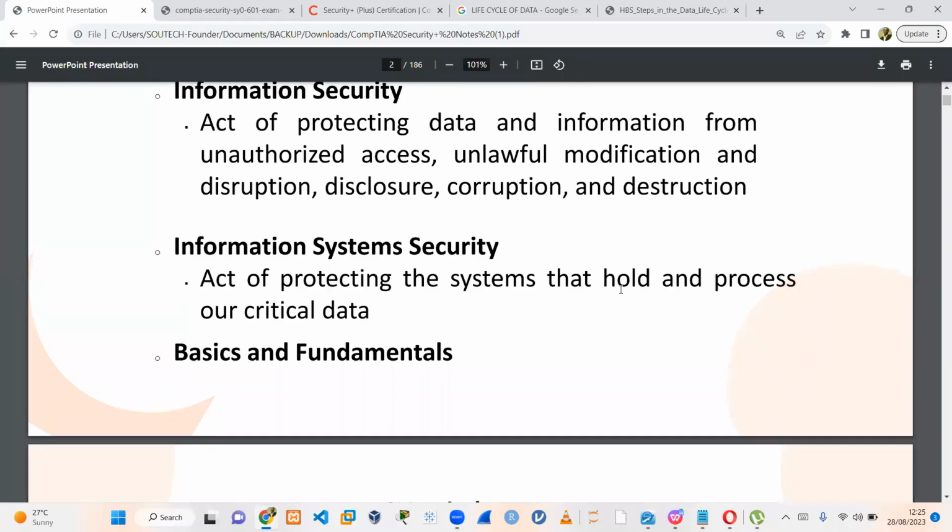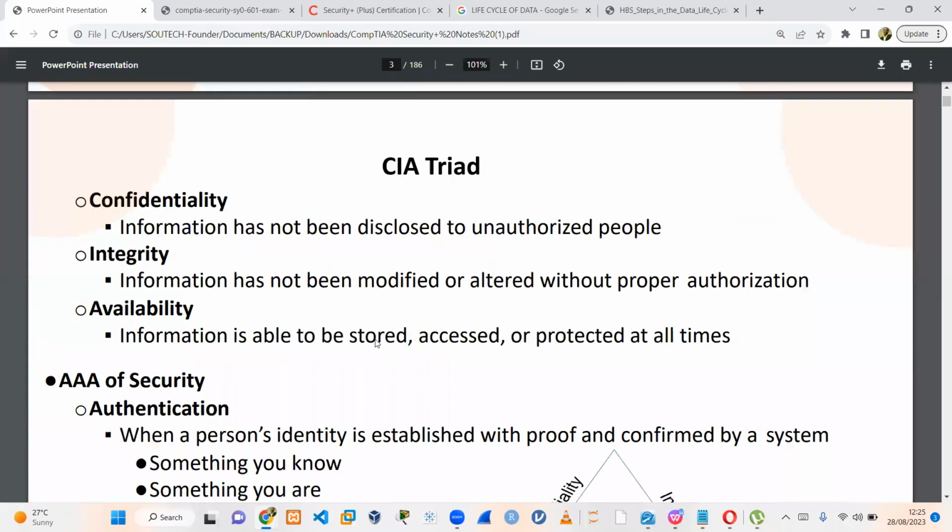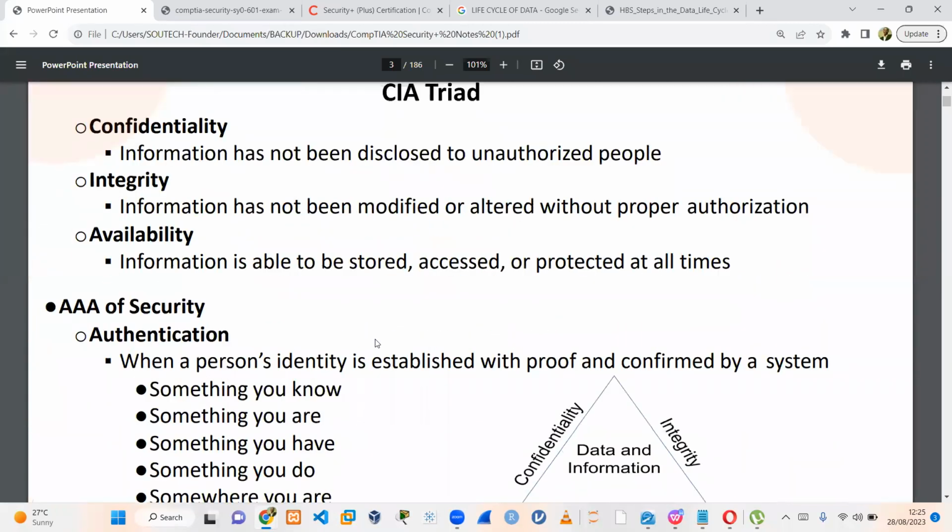So the act of protecting the system that holds and processes our critical data. Then the CIA triad I was talking about, confidentiality, integrity, availability. So this is the fulcrum on which every other area in cybersecurity is based. Understand that as a security analyst, your job is to ensure that there's confidentiality. How do we make sure that information has not been disclosed to unauthorized people?